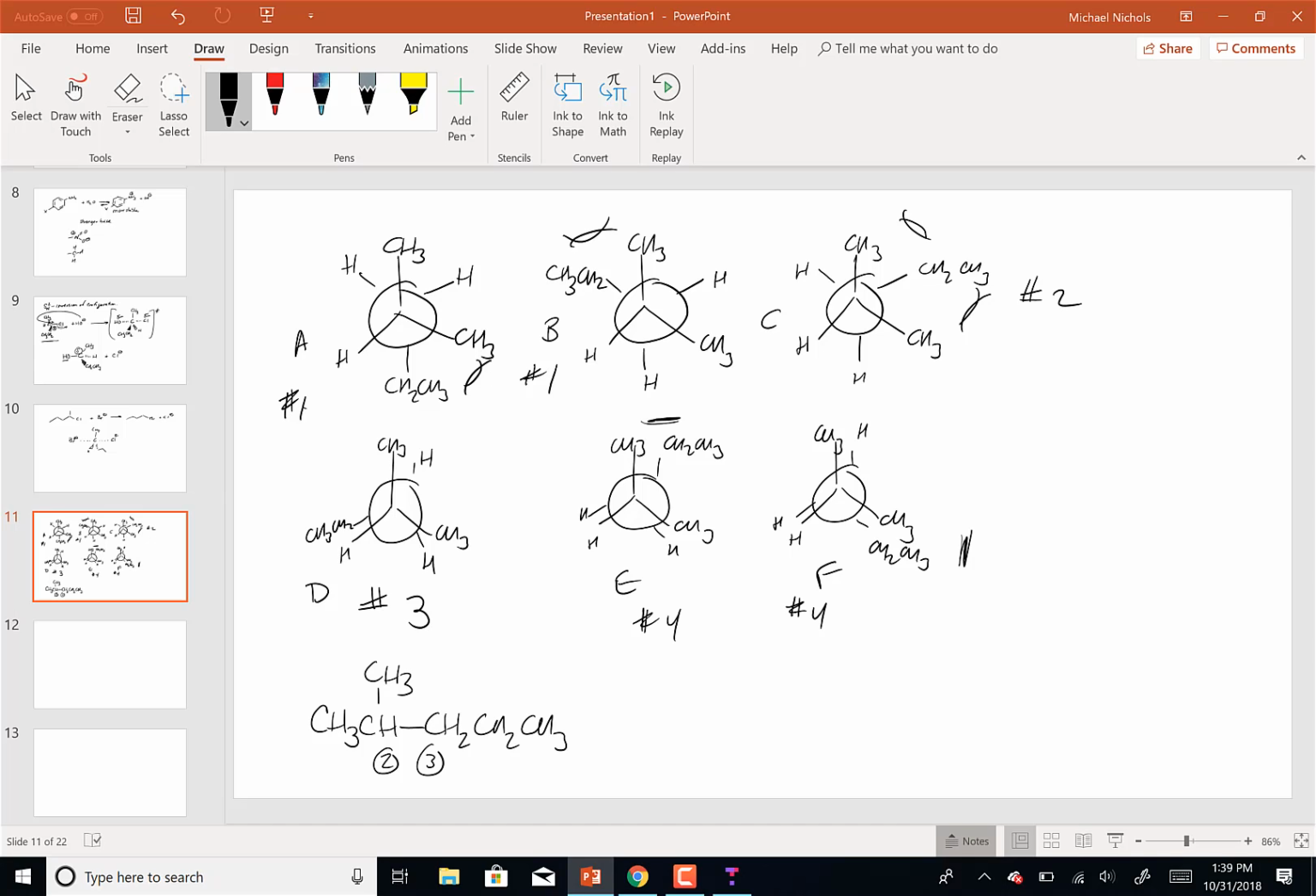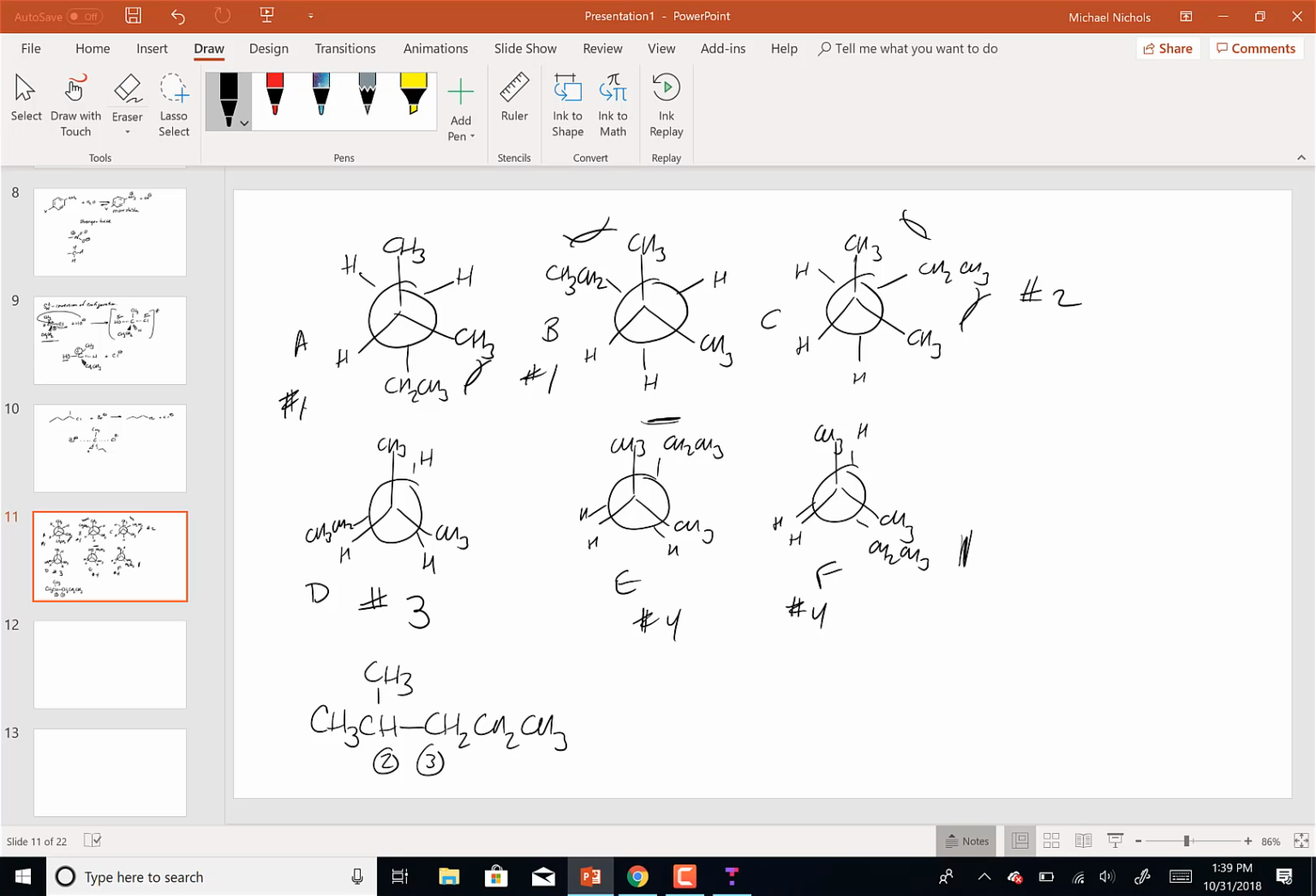So the critical step here to maximizing your points, right? Because we can always talk in terms that arouse everybody's interest in points. But getting it correct is helpful too. You've got to look at the carbon and make sure you set this up correctly. So make sure the front carbon has the proper groups. Make sure the back carbon has the proper groups.